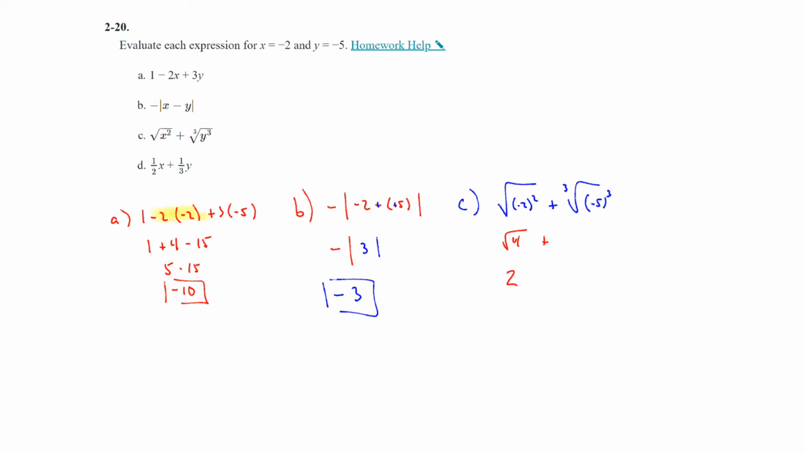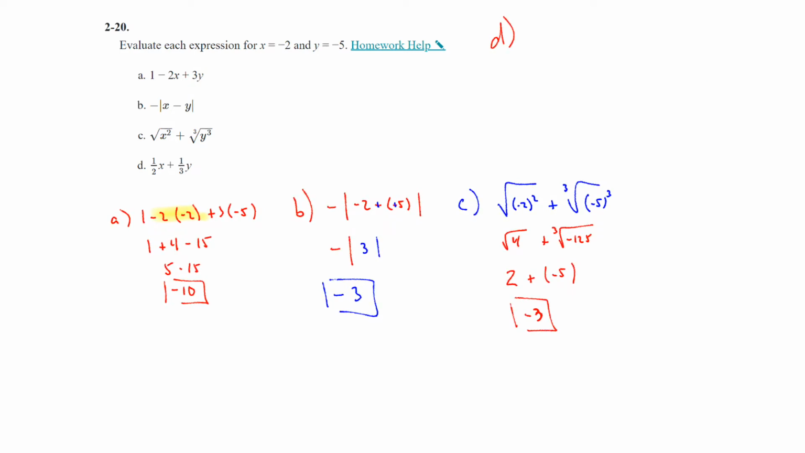Plus the cube root. Now, -5 times itself 3 times is -125. And so when you do take the cube root of that, that does give you -5 back. So therefore, 2 plus -5 is -3. And then I'll put D up here.